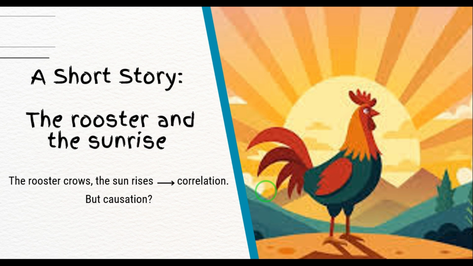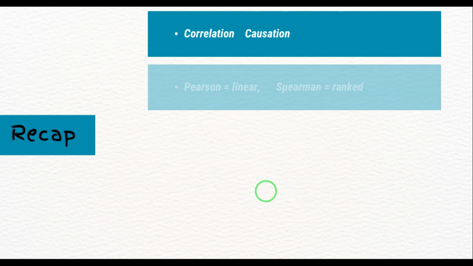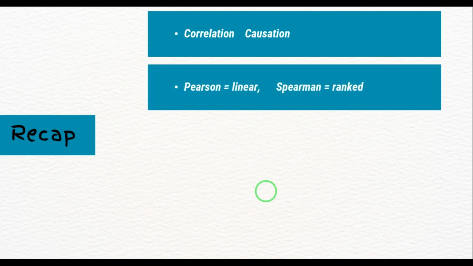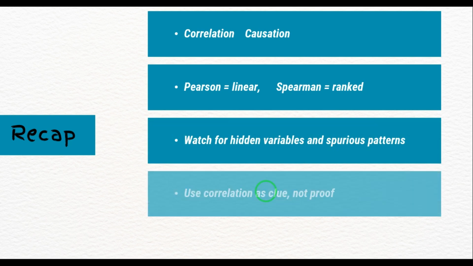Now for our machine learning models. Machine learning is great at correlation, but causation requires deeper design, experimentation, or domain logic. Let's wrap up with a short summary and see what's next. To sum up, correlation is a measure of movement, not cause. Pearson handles linear patterns, and Spearman works on ranks. And always visualize, check for hidden variables, and never assume cause from correlation.